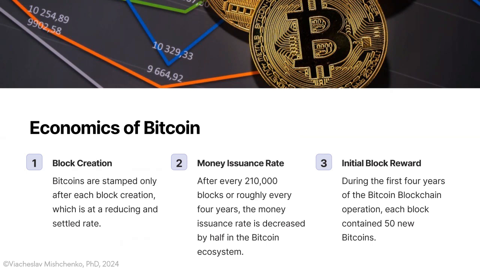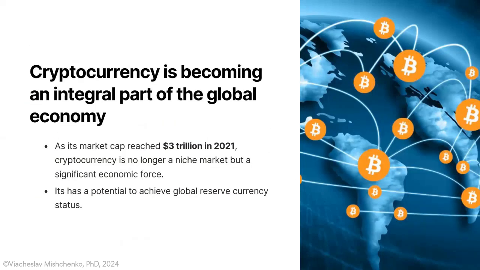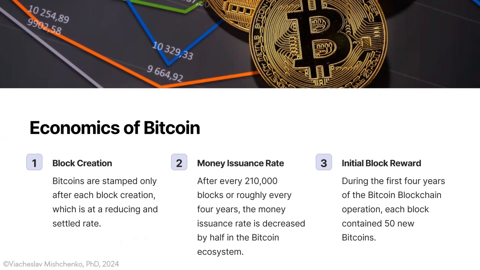Another interesting thing is the halving mechanism. What does it mean? Every 210,000 blocks, which works out to roughly every 4 years, something remarkable happens: the number of new Bitcoins created per block is cut in half. This is what we call the halving event. Let me give you a specific example. During the first 4 years of Bitcoin's existence, miners received 50 new Bitcoins for each block they created. After the first halving, this dropped to 25, then to 12.5, and so on.